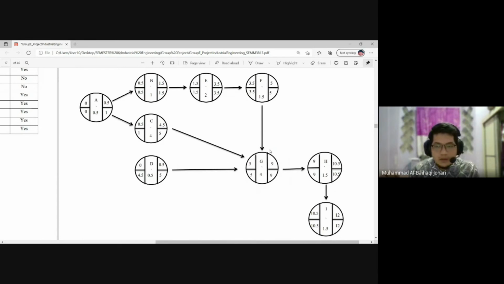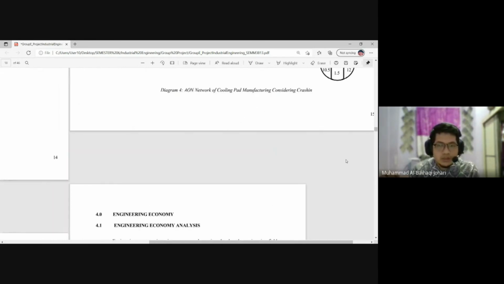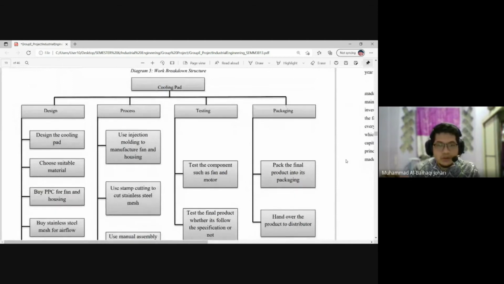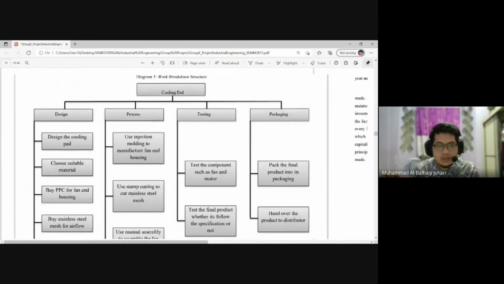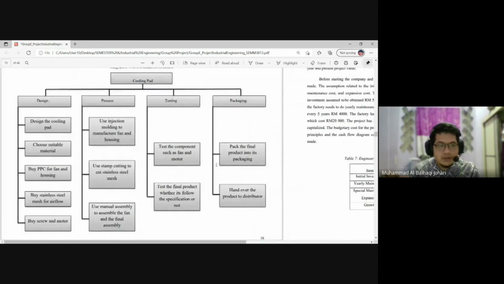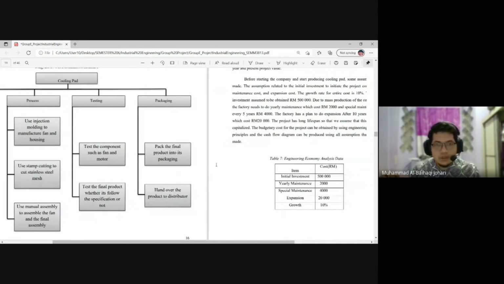Next, for the work breakdown structure, we divided it into 4 categories, which are design, process, testing, and packaging. Design is where we design the product and buy the raw material needed. Process is how the process is carried out. In testing, we test the components and the final product and determine whether it is defective or not. And the last category is packaging, where we pack the product and deliver it to the distributor. That's all from me. Thank you.